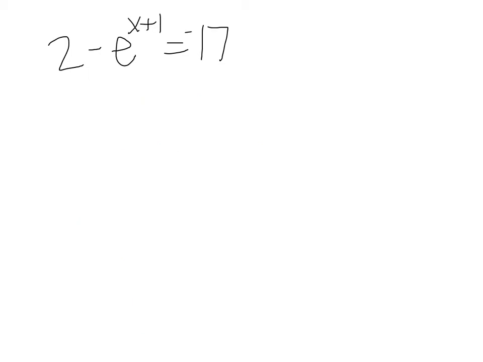So just like when we solved exponentials using common bases, our very first step was always to isolate the exponential. And in this case, the exponential is e to the x plus 1. So it's very much not isolated right now. So let's go ahead and do that. To do that, the first thing I want to get rid of is that 2. So I'm going to subtract 2 from both sides.